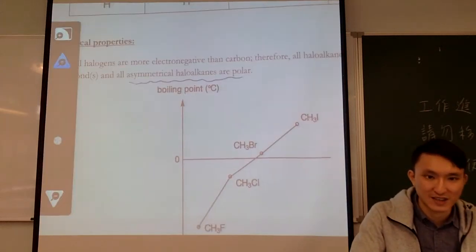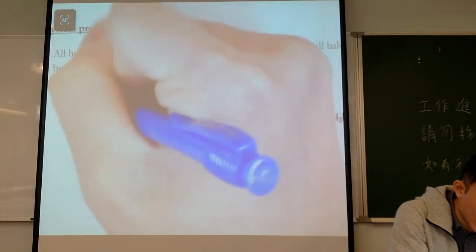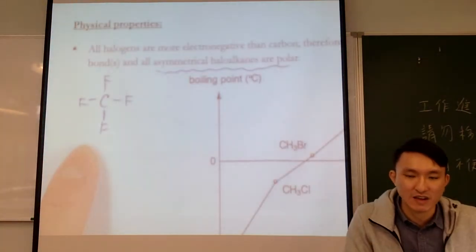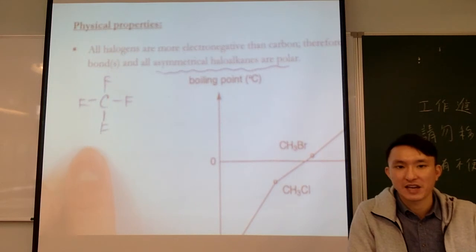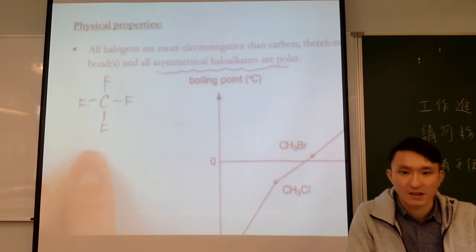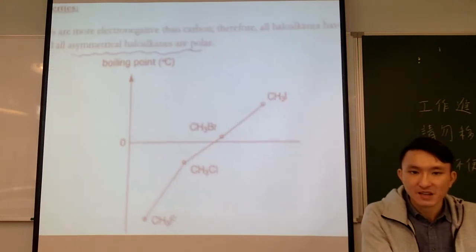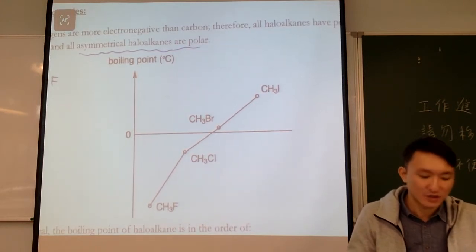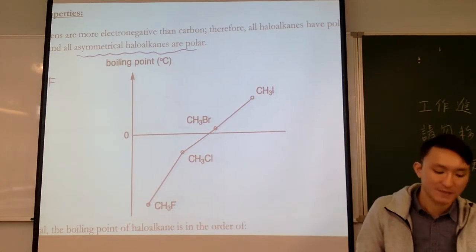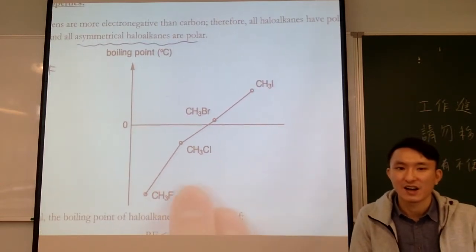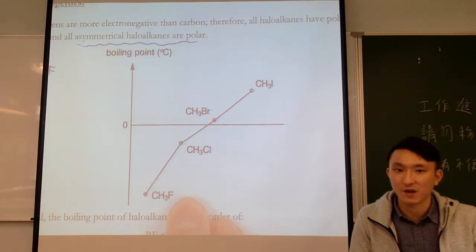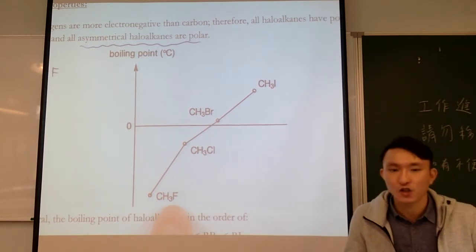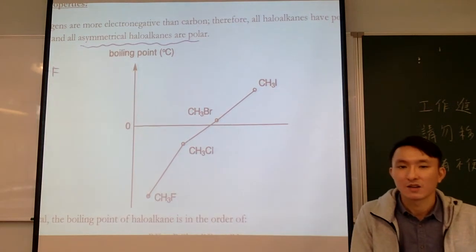So, if you have something like this, okay? Now, even though fluorine is very, very electronegative, the whole molecule is symmetrical, which makes it nonpolar as well. So here, we try to do a comparison with all these asymmetrical haloalkanes. Now, you may notice, okay, fluorine should be the most electronegative one, and iodine should be the least. So, CH3F should be the most polar molecule among the four molecules.